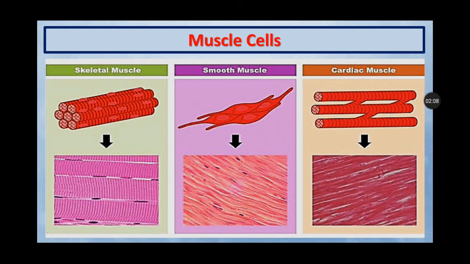Then the cardiac muscles, these are different from the other two. The basic reason is to show these types of cells. They have different structures, so you have to know how these cells look.